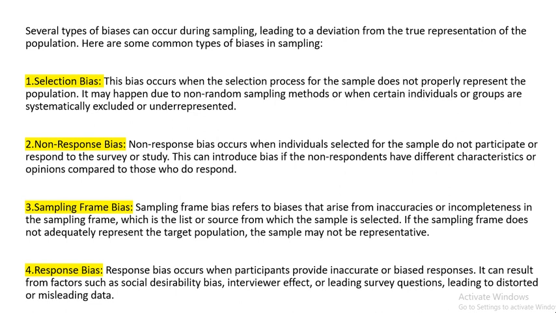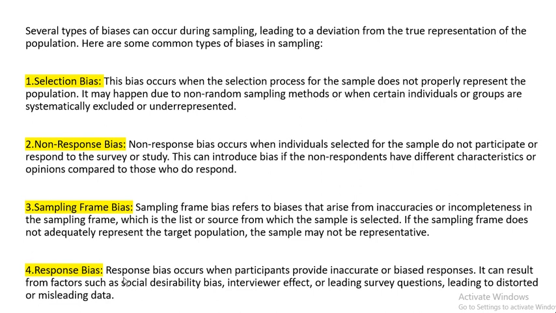Third, sampling frame bias. Sampling frame bias refers to bias that arises from inaccuracies or incompleteness in the sampling frame, which is the list or source from which the sample is selected. If the sampling frame does not adequately represent the target population, the sample may not be representative.